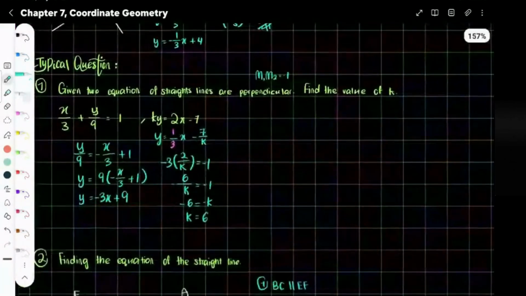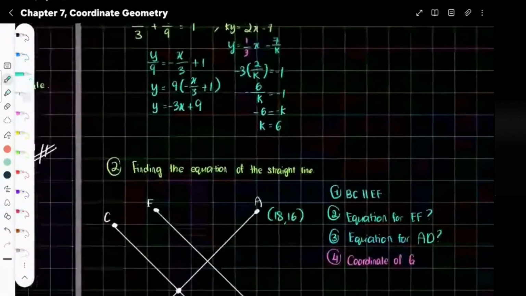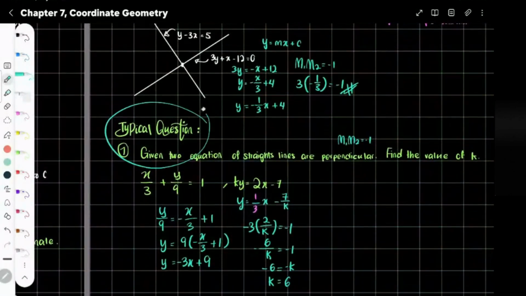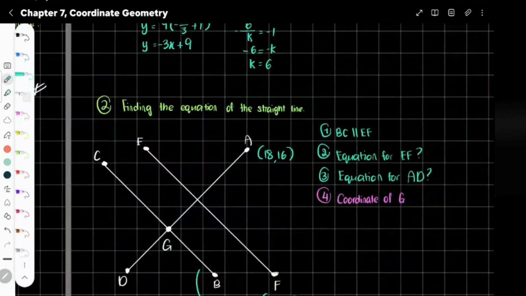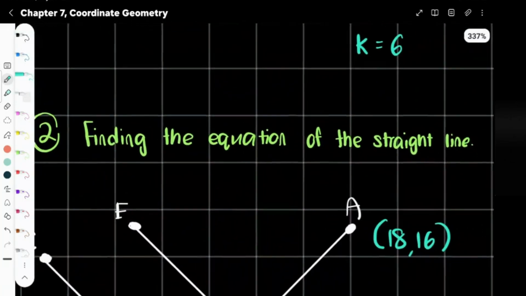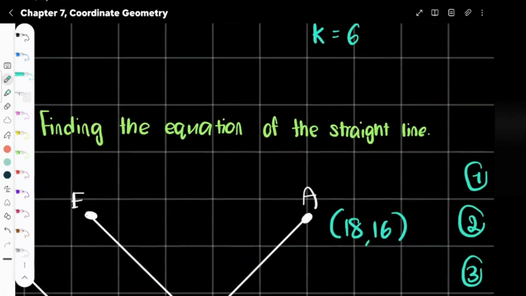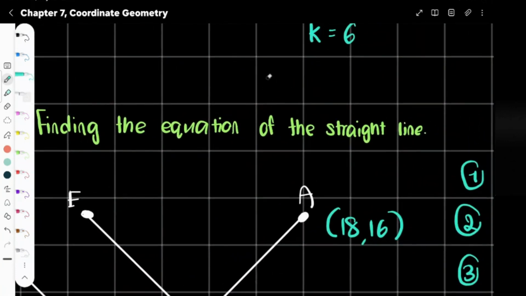Okay, don't worry. Now the last topical question that they always ask. This is very typical, topical and very popular. First of all, they want to ask you about finding the equation of a straight line. They give you the coordinate and the gradient, and then you have to find the straight line equation. Just remember, the straight line equation is y equal to mx plus c. Don't forget.